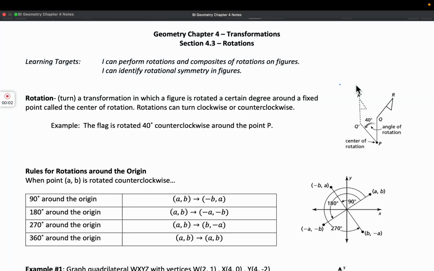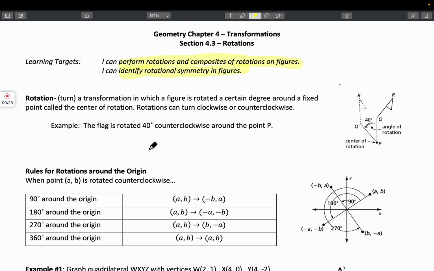Hey guys, today we're taking a look at section 4.3, which is about rotations of geometric figures in the coordinate plane. So let's take a look at our learning targets. First of all, we are looking to perform rotations and composite rotations of geometric figures. And then we also want to be able to identify what rotational symmetry is.